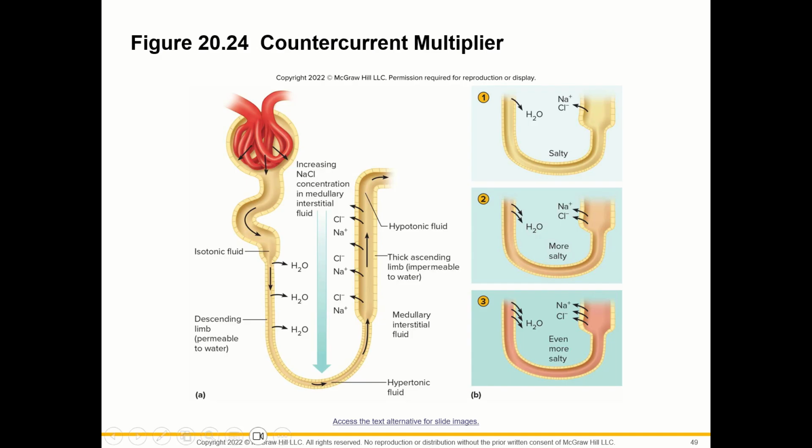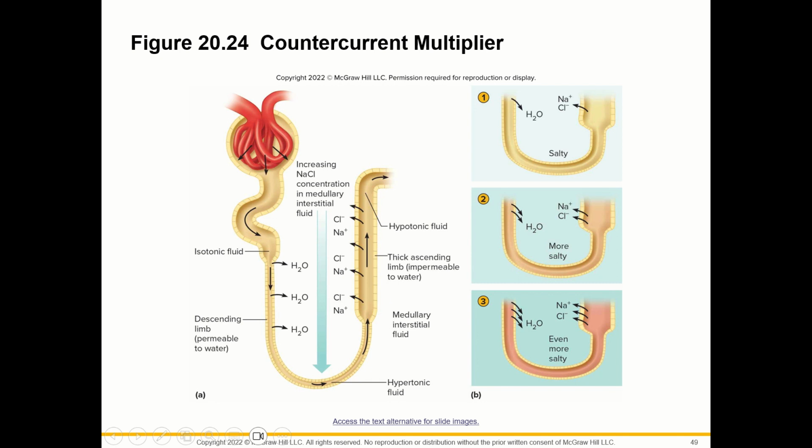This illustration shows the countercurrent multiplier, and then it shows the increasing sodium chloride concentration in the medullary interstitial fluid. We have the descending limb permeable to water, and so that's hypertonic fluid, meaning that it's going to be high concentrations of salt. And then we have the medullary interstitial fluid, and then here's the thick ascending limb, which is impermeable to water, but we're going to be able to take out sodium and chloride. And then we have hypotonic fluid, which will be mostly water.